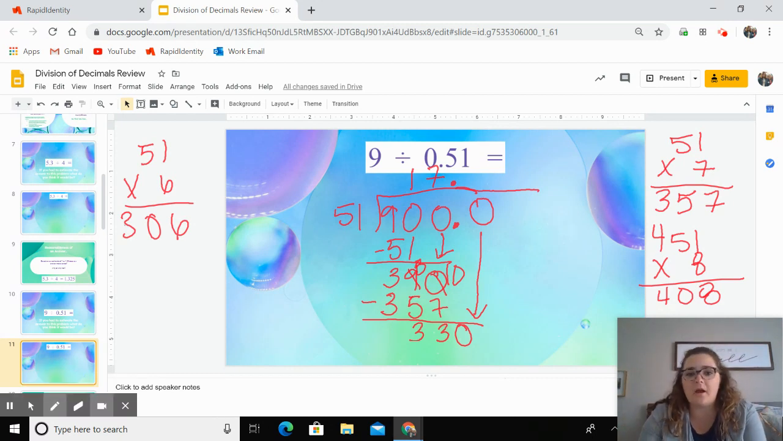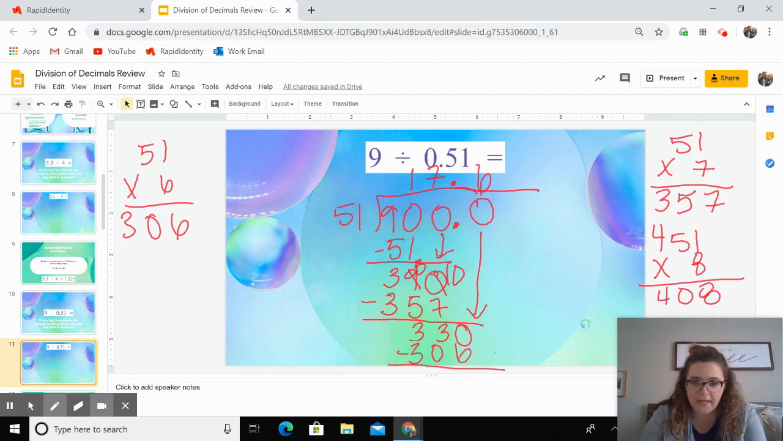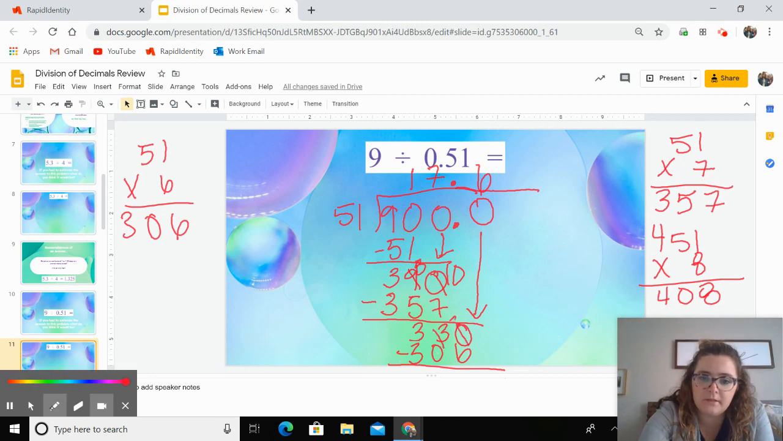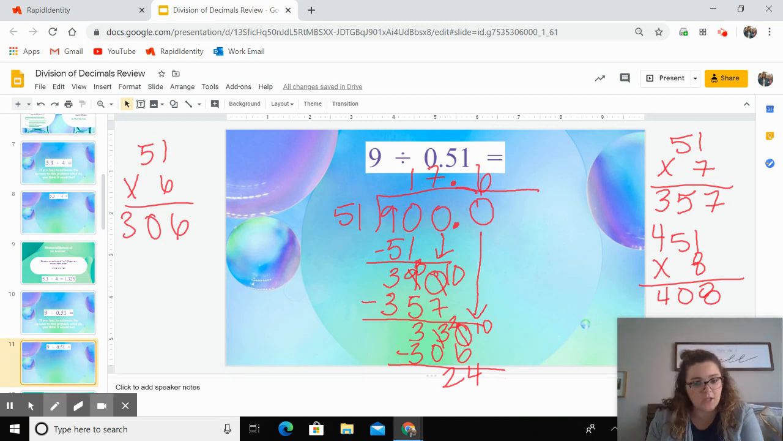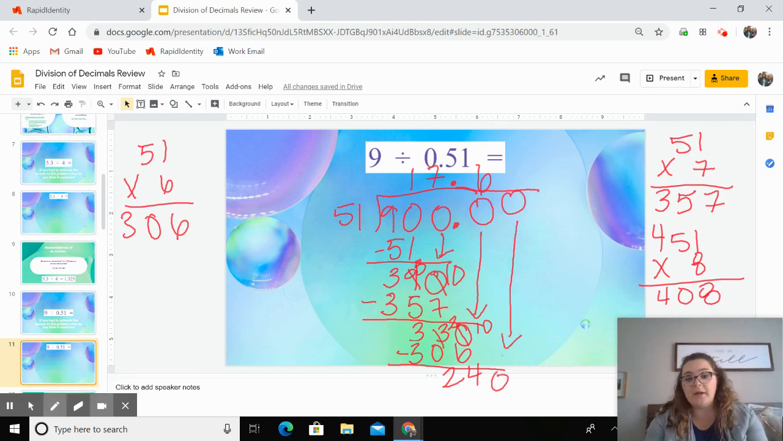And that is right where I need to be. So 6 goes up top, and then I bring it on down. And then I end up being left with, let's see, 24. All right, I'm still not at that thousandths place, so I have to do it yet again. Drop my 0 down. All right, I know it can't go in 6 times. Let's just try 4.